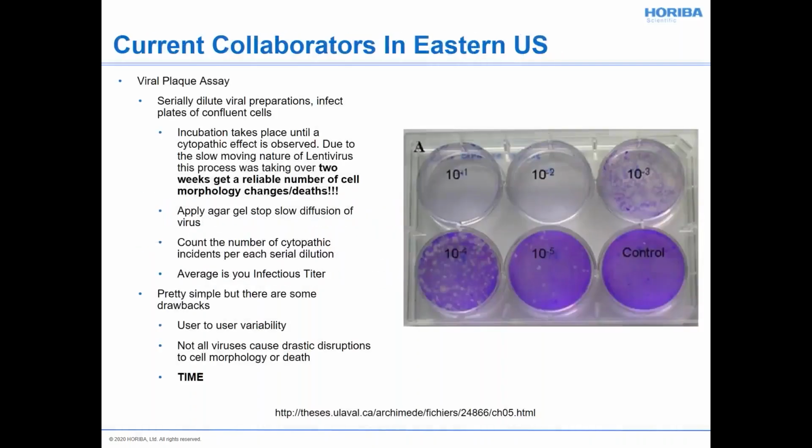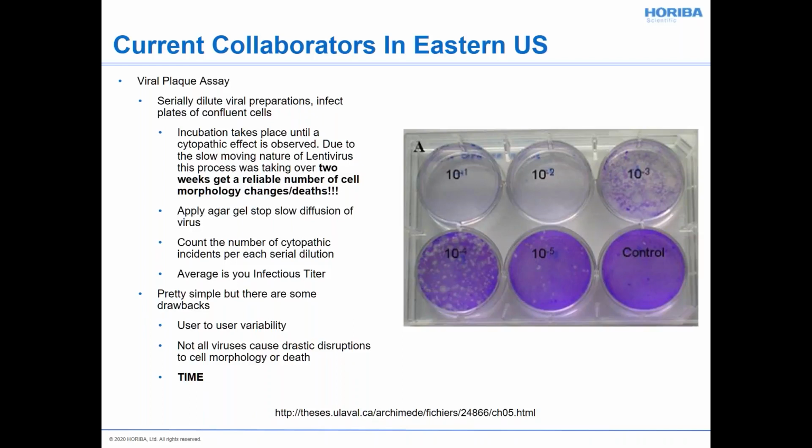Viral plaque assays, you serially dilute your virus, and then you infect plates of confluent cells. That's shown in the figure on the right. And then you incubate until you start seeing cells dying. Now, if you have a slow-moving virus like lentivirus, this process could take a while. And so you might be spending 2 weeks waiting until you get a reliable number of cell morphology changes and deaths.